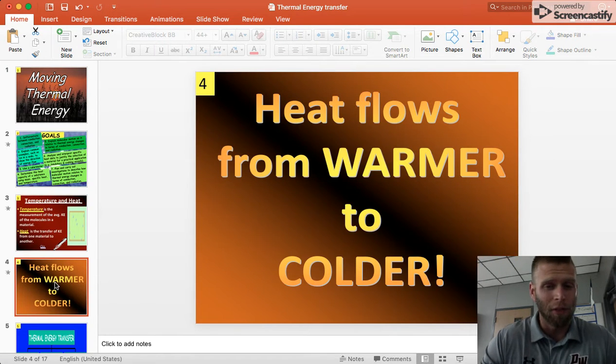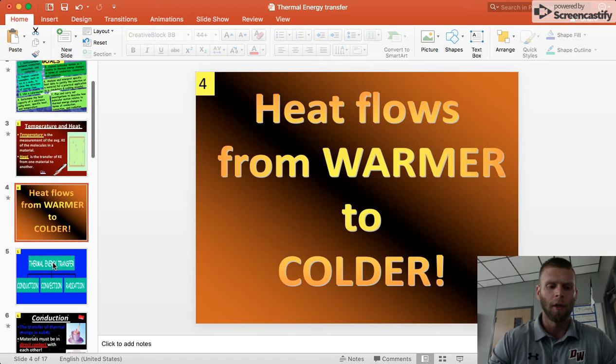Really important. That's why it has its own slide. Heat flows from warmer to colder. Always. It's always going to do that. It's important. Write it down. Embrace it. Love it. Heat flows from warm to cold.